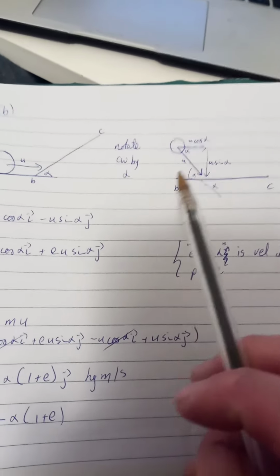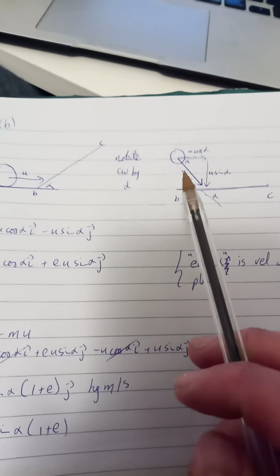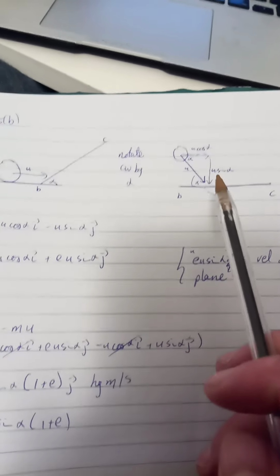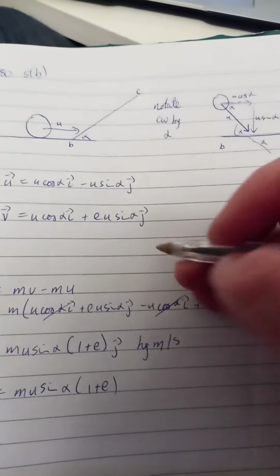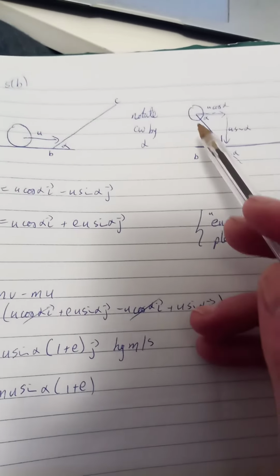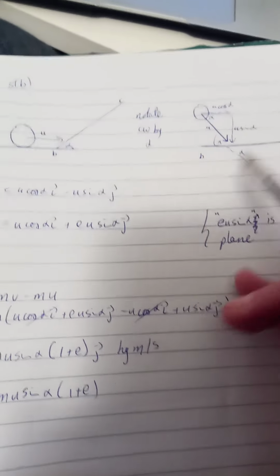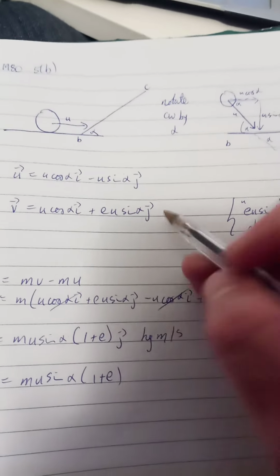Either works. Get the initial velocity vector in terms of i and j. So u cos alpha i minus u sine alpha j. And just like with the previous question, we need to identify which component stays the same and which changes. So that ball would bounce back like that. So the j component changes, the i component stays the same. Look, the i component is the same.